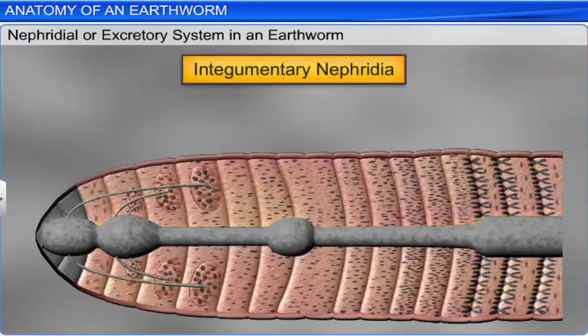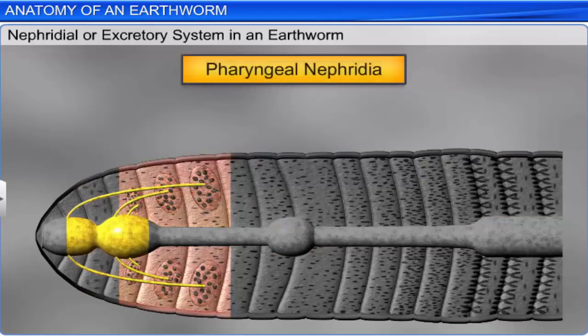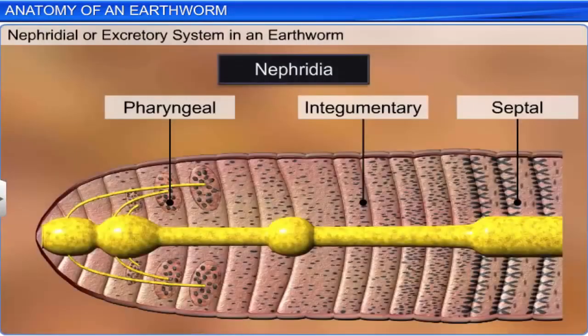The integumentary nephridia are attached to the lining of the body wall from the 3rd segment to the last segment and open onto the body surface. The pharyngeal nephridia occur as paired tufts on either side of the pharynx and esophagus from the 4th to the 6th segments. All three types of nephridia have similar structures and regulate the volume and composition of body fluids.